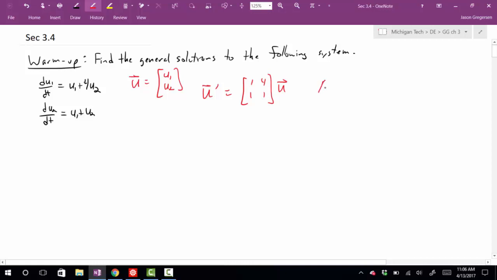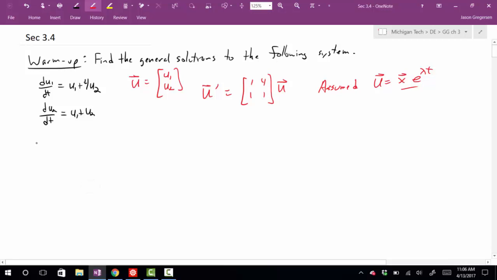And we know that because we assumed that my solutions are going to look like some vector e to the lambda t. So I've got to find the eigenvalues, I've got to find the eigenvectors, I can then find my individual solutions, and I can form my general solution.